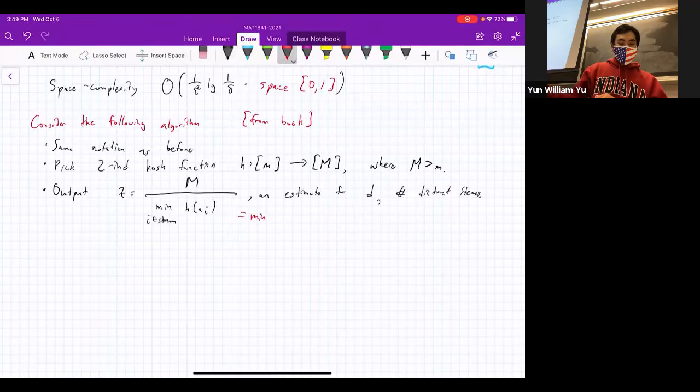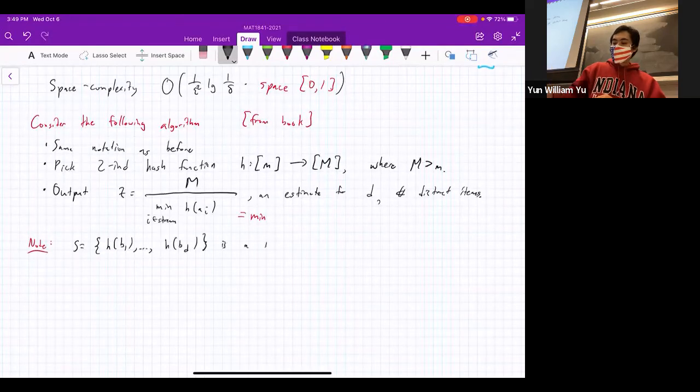And just as a note, let's call S to be equal to the set of all hashes, h(b1) through h(bd), a set of d random and pairwise independent, uniform values from our range.